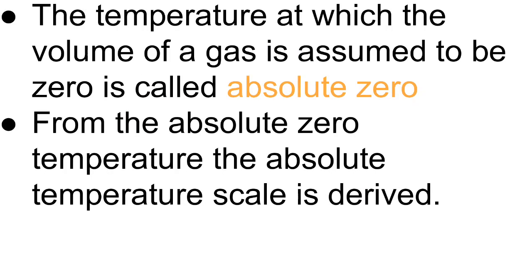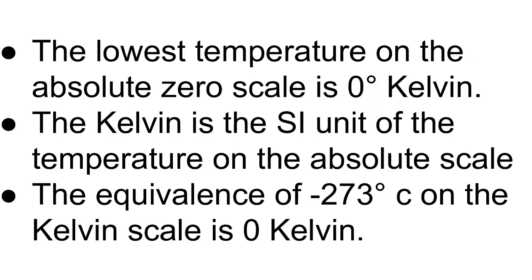Now, the temperature at which the volume of a gas is assumed to be 0 is called the absolute zero temperature. From the absolute zero temperature, that is where we get the absolute temperature scale. We derive the absolute temperature scale from the absolute zero temperature. Now, the lowest temperature on the absolute scale is 0 Kelvin. The Kelvin is the SI unit of temperature on the absolute scale.